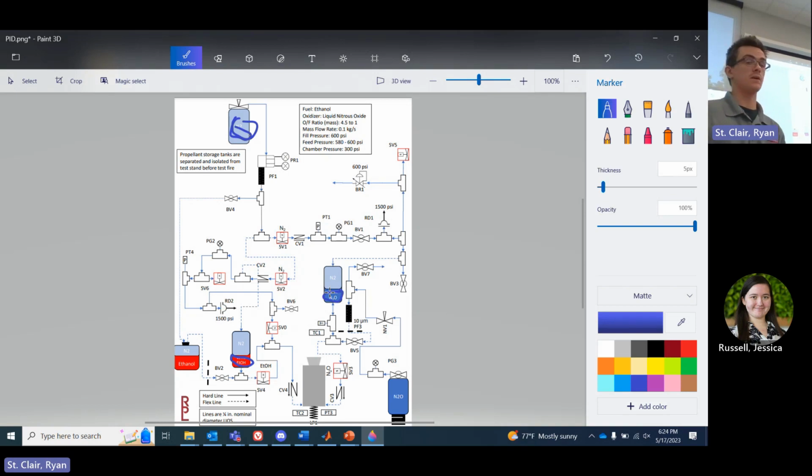The reason we do that is because we only want to have the exact amount of propellant that we need for this system during a hot fire next to an open flame at all times. So basically we cut off this nitrous oxide supply and this ethanol supply when we're ready to do the fire. We only use this for filling.